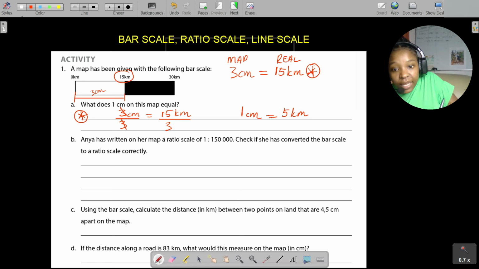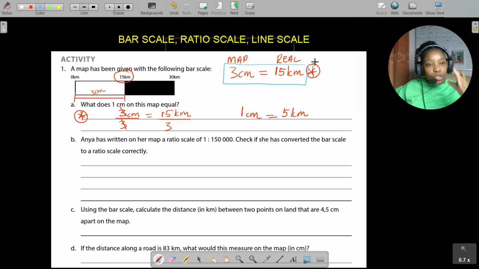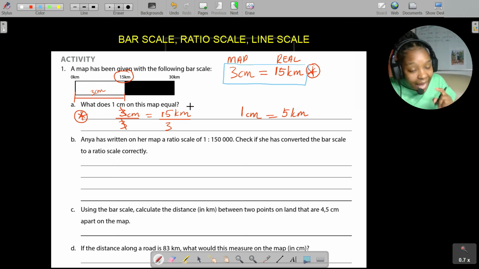This main equation of 3 centimeters is equal to 15 kilometers. I'm just going to use this main equation, right? So now we want to convert this bar scale, because it's a bar scale. Remember, we got that equation from the bar scale. So I want to convert this bar scale into a ratio scale. Anya has converted this bar scale into a ratio scale.